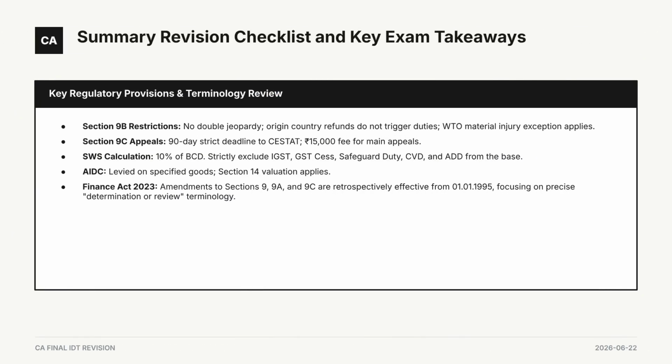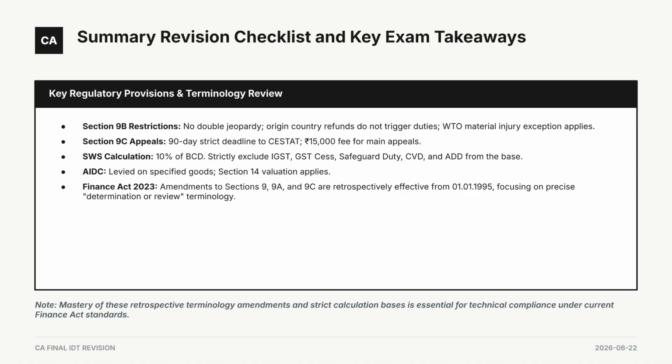Let's quickly recap the most important points. Section 9B prevents double jeopardy and imposes restrictions on CVD and ADD. Appeals relating to special duties lie before CESTAT within 90 days, with a fee of 15,000 rupees. Social welfare surcharge is generally 10% of basic customs duty and excludes several specified levies from its base. AIDC is imposed on notified goods to support agricultural development. Finally, Finance Act 2023 amendments mainly focus on refining terminology and clarifying the concept of determination and review, with retrospective effect from the 1st of January 1995. These are high-value revision points for the examination.